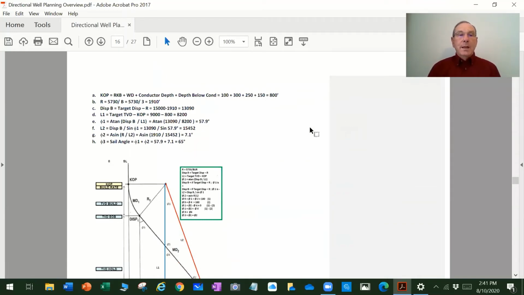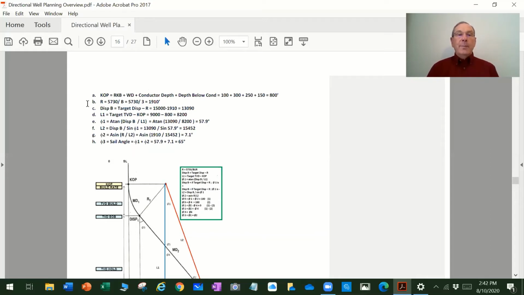All right, going through the steps. The kickoff point is going to be the RKB plus the water depth plus the conductor depth plus the depth below the conductor. So that's 100 feet, which is the RKB, 300 feet of water, 250 feet of conductor depth below the mud line, and then we're going to use 150 feet below that. So that's 800 feet where we could kick the well off, which would be our kickoff.